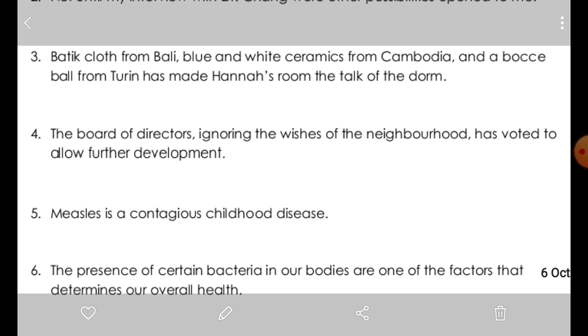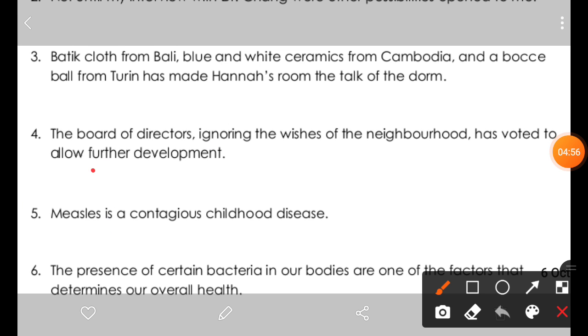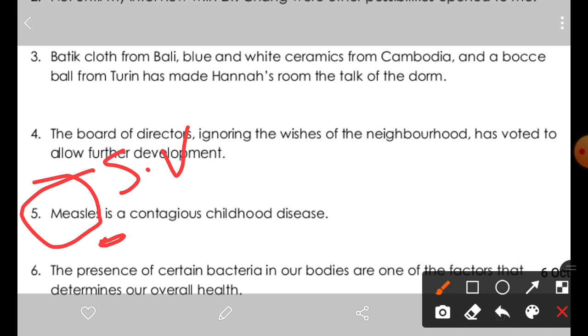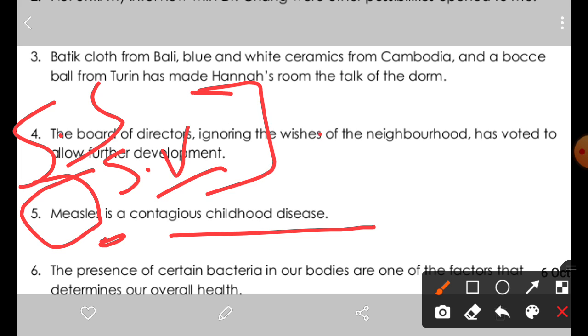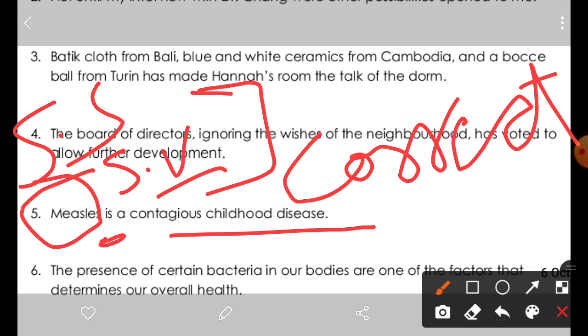So this is the spelling of measles, hence it is a singular subject. We are talking about a single disease and the verb given is singular. Is a contagious childhood disease. So students, you can see a singular subject and a singular verb. Again, this sentence is correct. There is no error in the sentence. Clear? Hence sentence number 4 and sentence number 5 both are correct. No error.